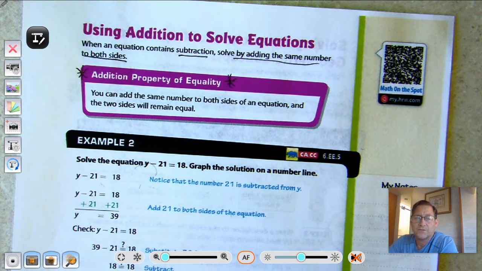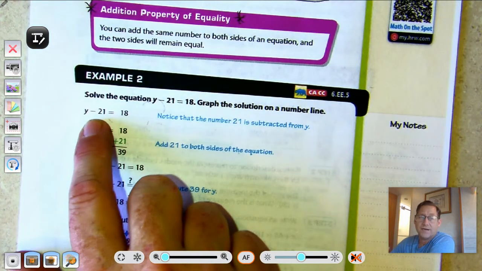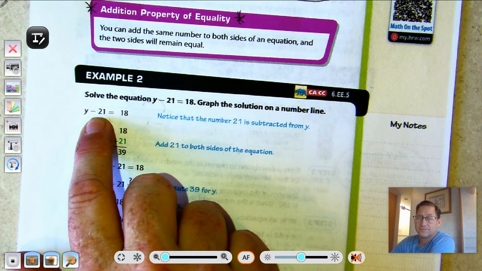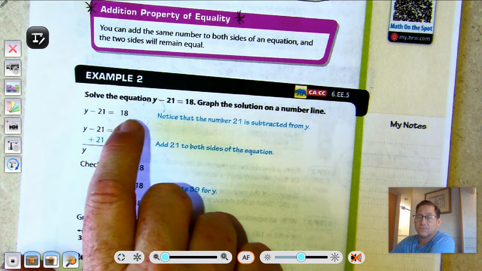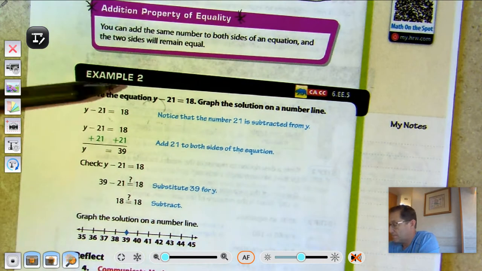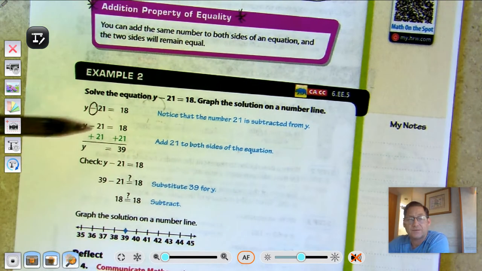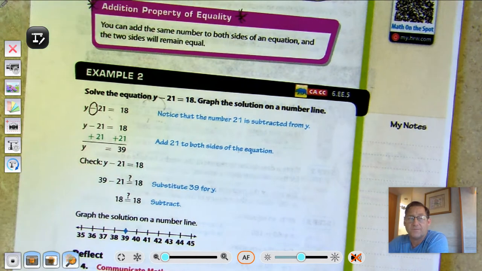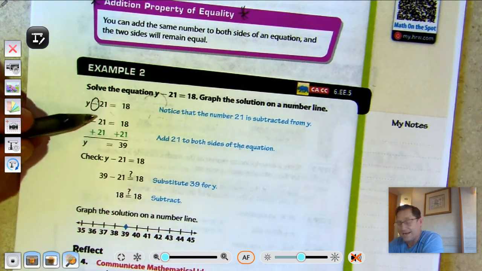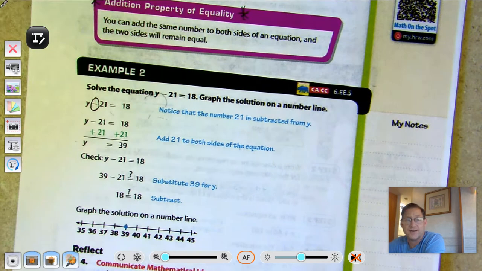So why do we want to do that? Well, here we see that we're minusing or taking away 21 from y. We want to add 21 to both sides. So we're going to be looking for the number that is subtracted from the variable. We're going to add its opposite. So 21 plus 21, that gives us 39.